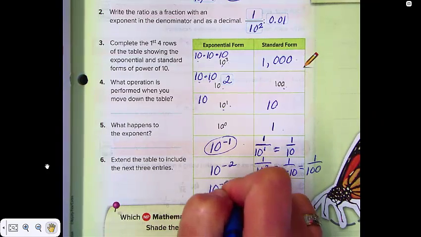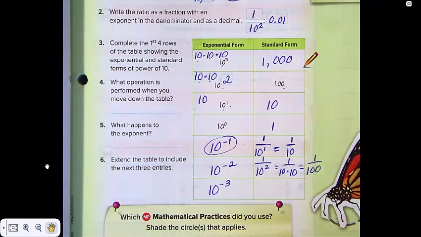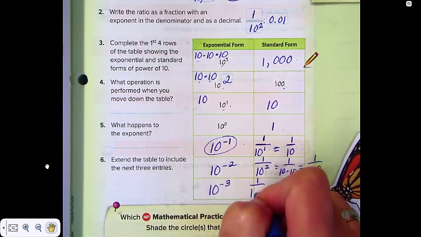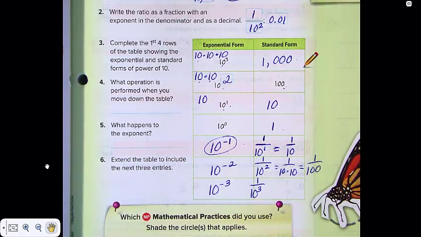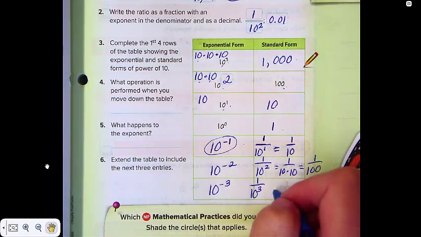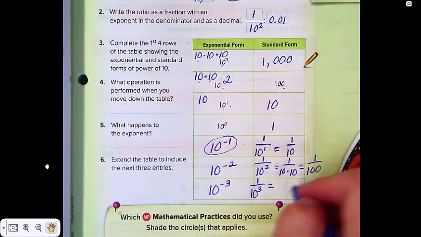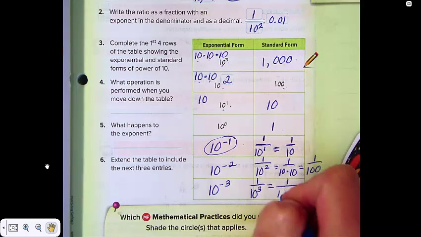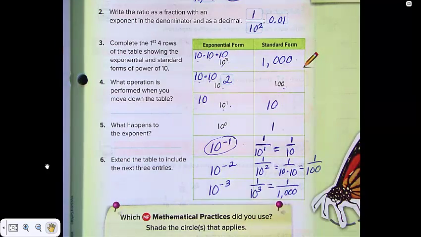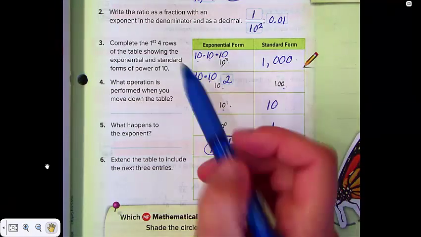10 to the negative third power. Again, turn it into a fraction, where the 10 to the third power becomes the bottom number, the denominator, to get rid of the negative. And I end up with 1 over 10 times 10 times 10, which equals 1 over 1,000. Okay? Now let's answer these.